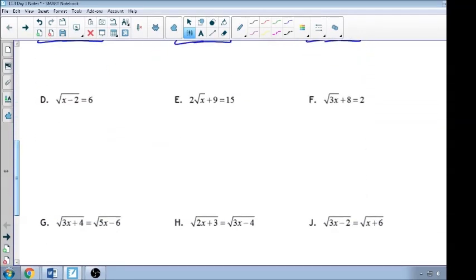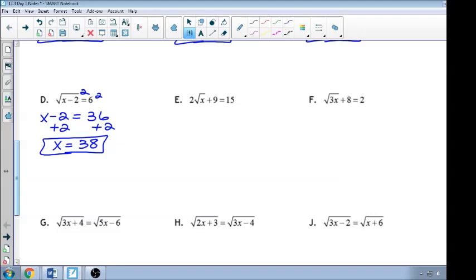Okay, now we're going to keep going. Again, D is the same idea. I already have a perfect square, so I'm going to square both sides. x minus 2 equals 36. If I add 2, x equals 38.